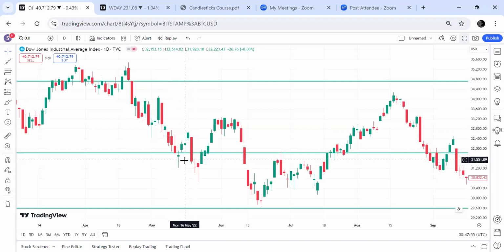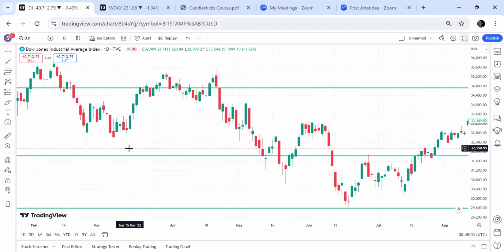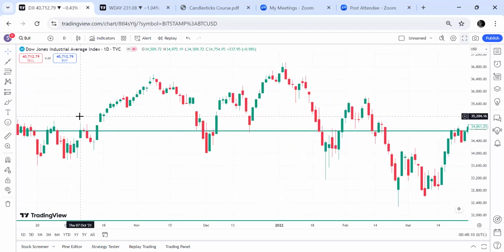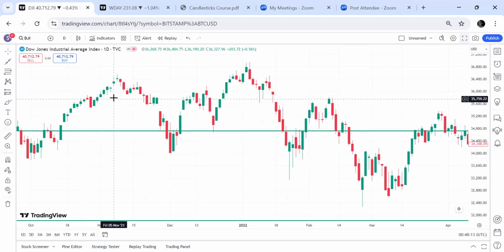And if the candlestick forms, whether it is red or green, when the price moves upside, for example here on 4th November 2021, the candlestick can be of any color, red or green. When the price moves upside, then it's a hanging man.